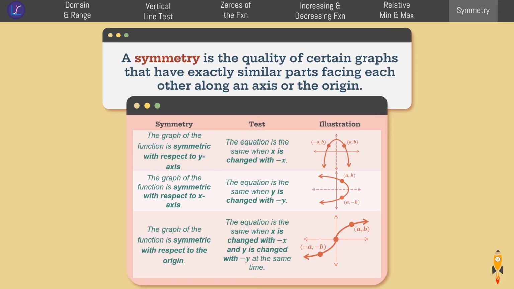Origin symmetry. A graph is symmetric with respect to the origin if point (a, b) is on the graph together with point (-a, -b). The graph mirrors with respect to the origin. If simultaneously substituting the variable x with negative x and the variable y with negative y yields the same equation, then the graph has origin symmetry.